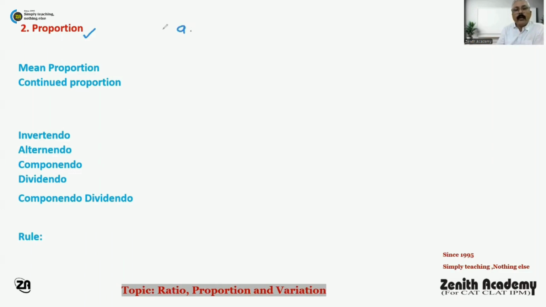If A, B, C, D are four numbers, and the ratio between A is to B is equal to C is to D, then we can say A, B, C, D are in proportion. Okay, so when two ratios are equal, like the ratio between A is to B is equal to C is to D, then we say A, B, C, D are in the same proportion.